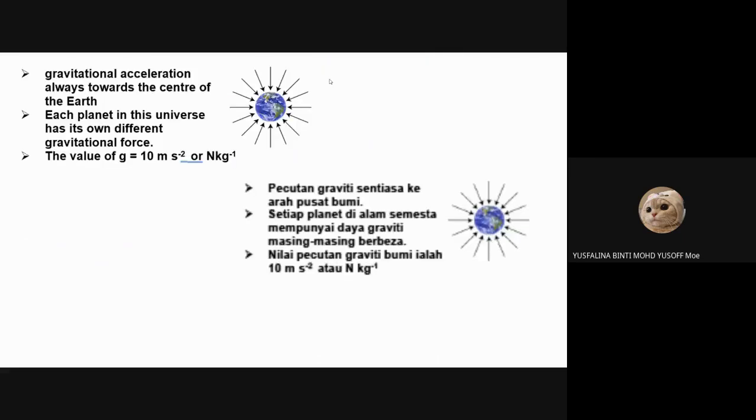Okay, so the gravitational acceleration is always towards the center of the earth. Each planet in this universe has its own different gravitational force. Let's say at the moon, the gravitational acceleration is 1/6 of the gravitational acceleration of the earth. So you just multiply, and you will get the gravitational acceleration for the moon. It's 1/6 of the earth.